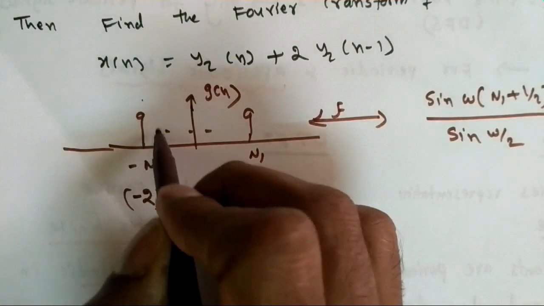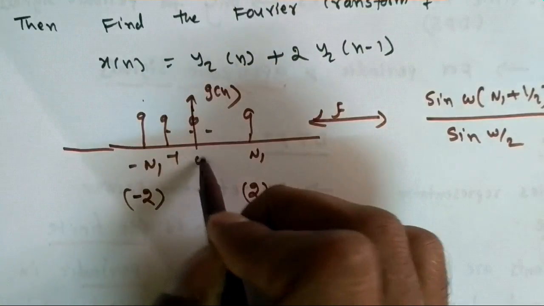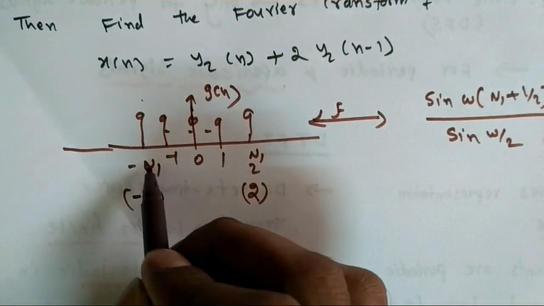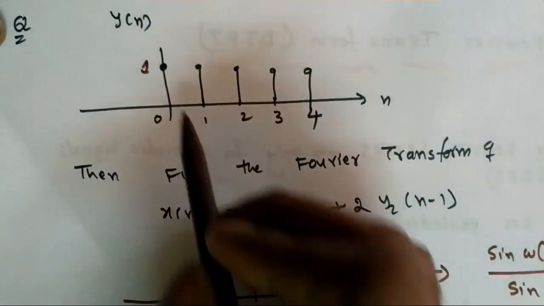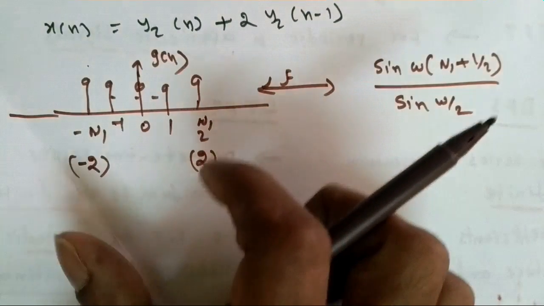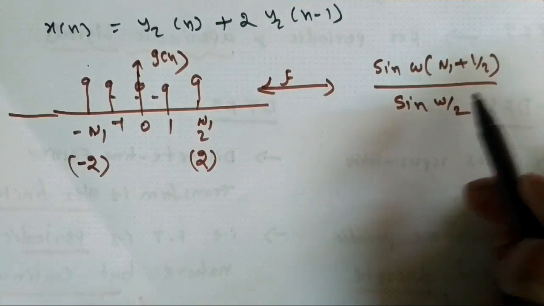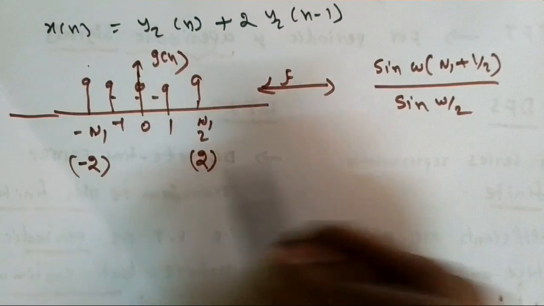So minus 2 means 1, then minus 1, then 0, 1, 2. See, 1 2 3 4 5, 1 2 3 4 5. So that's why we have to think like this. First, the rectangular function we have to take, and what is the Fourier transform? Now n1 is equal to 2.